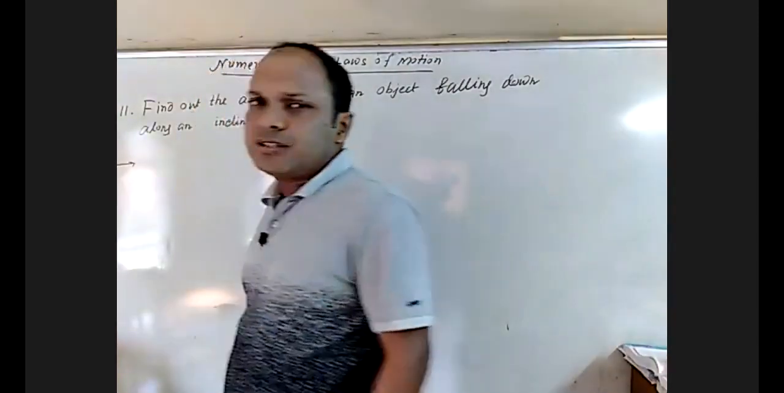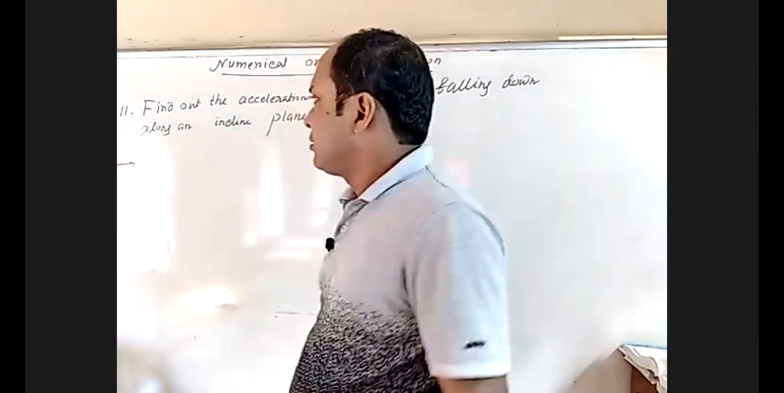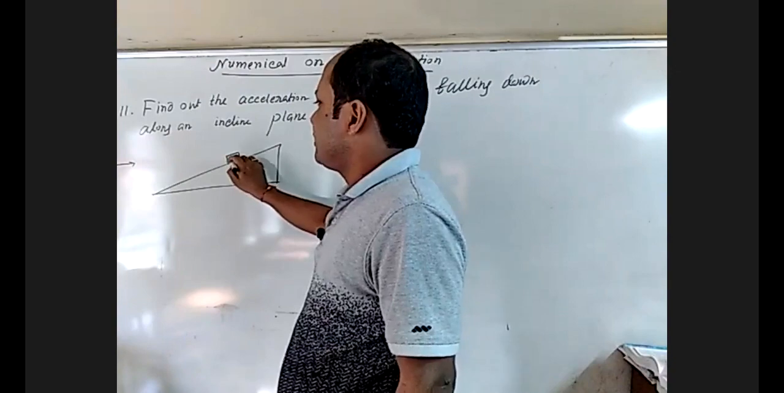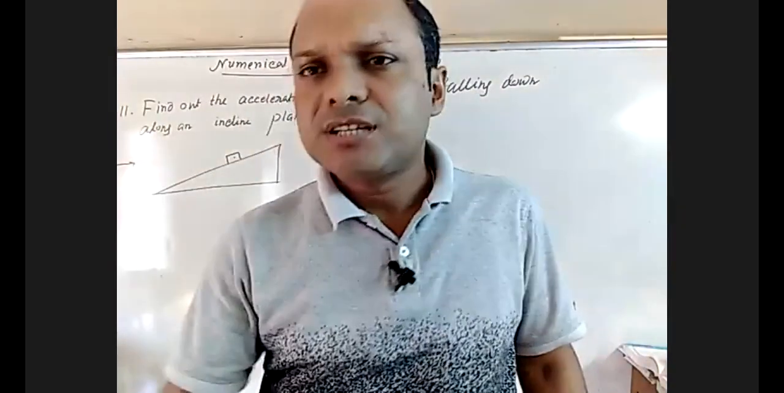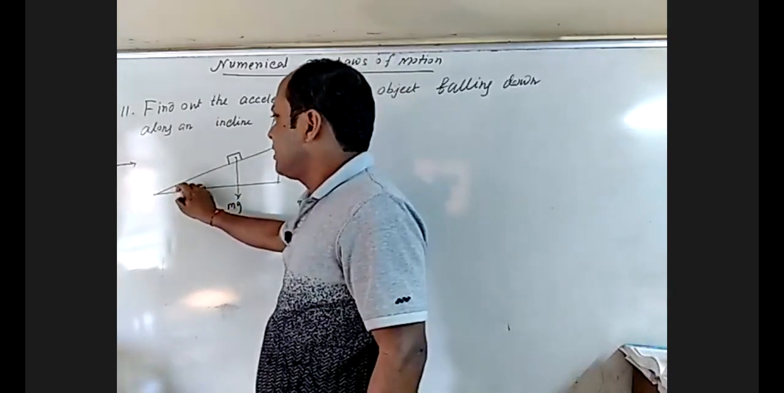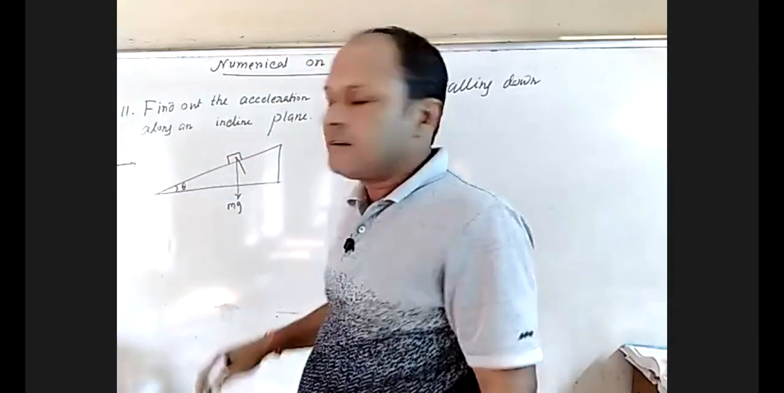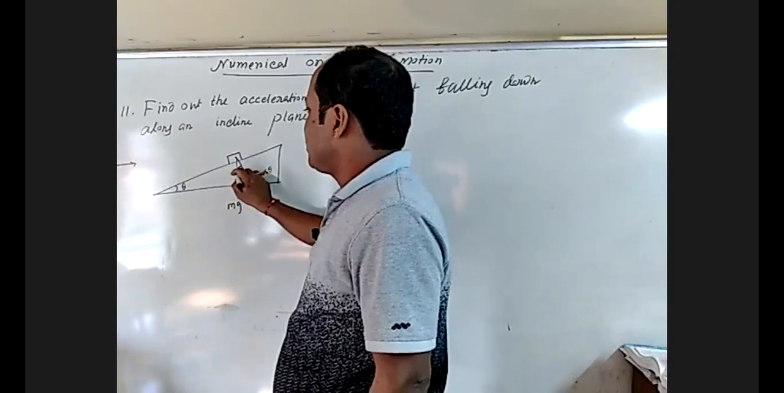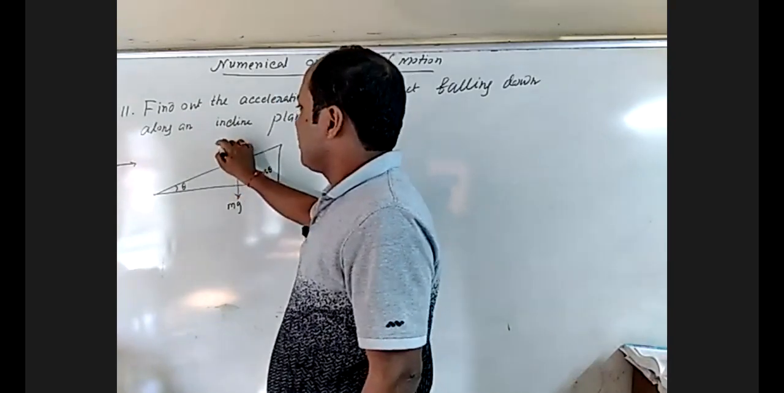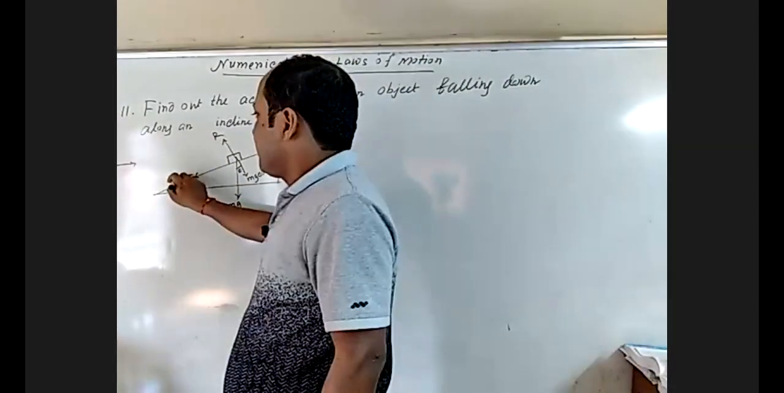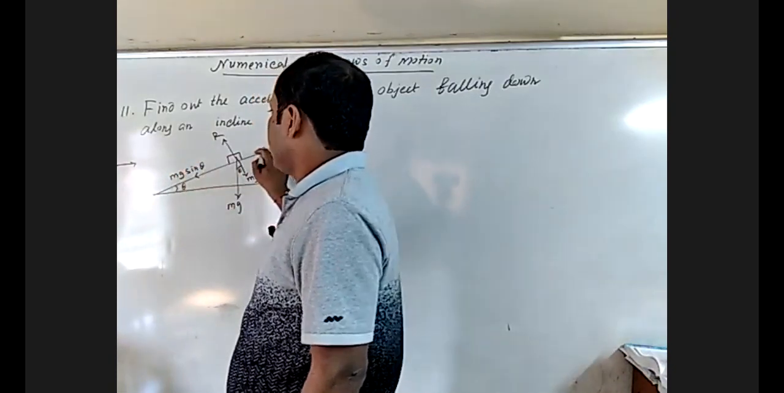So I'm just doing this theory very fast. Try to listen. This is the inclined plane. You have an object here. If an object is lying on the inclined plane, the weight is acting in the downward direction. The inclination angle is theta. This is the component mg cos theta, this is the normal reaction, and this is mg sin theta. This is the frictional force.